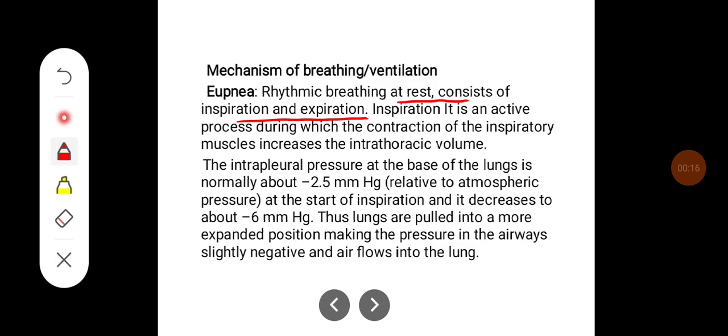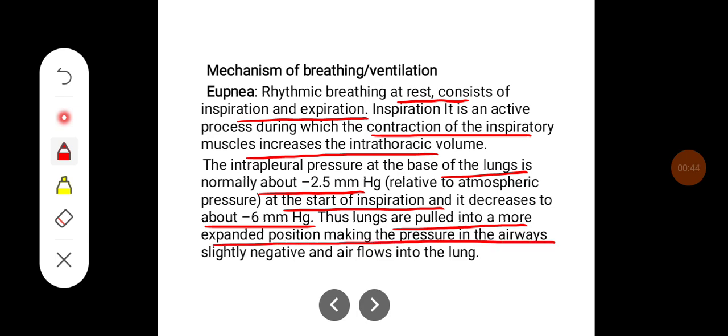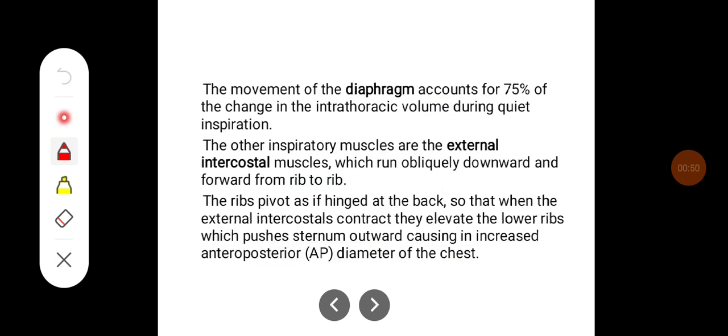Inspiration is an active process during which the contraction of the respiratory muscle increases the intrathoracic volume. The intrapleural pressure at the base of the lung is normally about minus 2.5 mm of Hg, that is relative to atmospheric pressure, at the start of inspiration, and it decreases to about minus 6 mm of Hg. Thus, lungs are pulled into a more expanded position, making the pressure in the airways slightly negative and air flows into the lung. The movement of diaphragm accounts for 75% of the change in the intrathoracic volume during quiet inspiration.